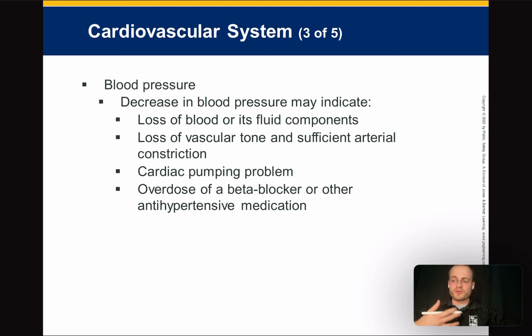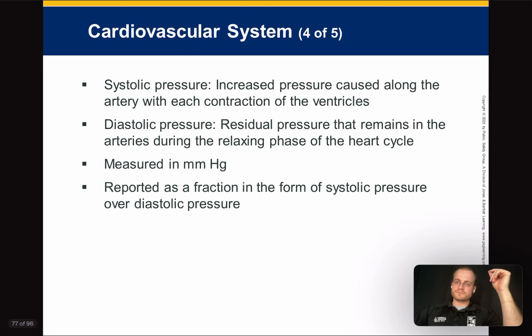And so basically, if you block beta, you kind of block the heart, so you end up with poor blood pressure. In fact, we use these medications to treat blood pressure, like metoprolol and propranolol and labetalol. Some of them.